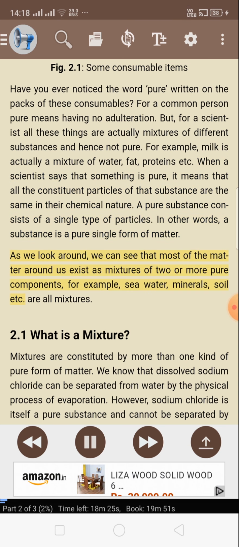As we look around, we can see that most of the matter around us exists as mixtures of two or more pure components. For example, seawater, minerals, soil, etc. are all mixtures. 2.1. What is a mixture? Mixtures are constituted by more than one kind of pure form of matter.